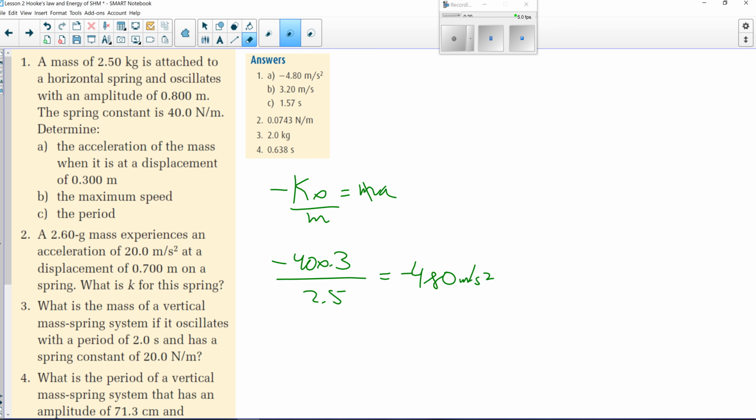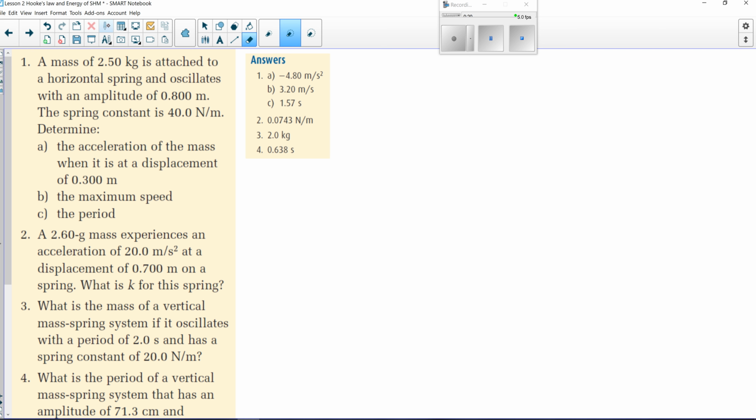Part B is your law of conservation of energy question. Maximum speed. Okay, well, I only ever solve for speed with a law of conservation of energy problem. Okay, I never use Hooke's law for that. So right off the bat, I know this is an EI equals EF kind of question. Okay, I'm going to deal with the point they gave me, the maximum amplitude, and the point they want me to find.